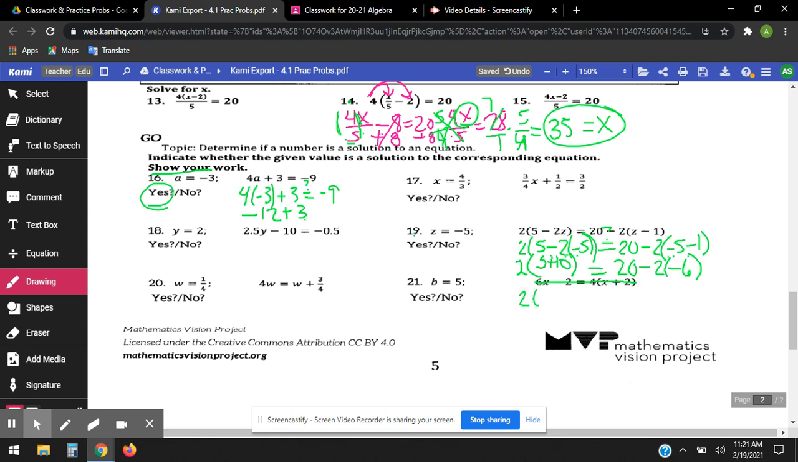So now I have 2 times 15. Does that equal 20 minus, and it's -2 times a -6. So that'd actually be a positive 12. So in this case, 2 times 15 is 30. Does that equal 32? It does not. So this one would be a no. So there's how you can substitute in and be able to solve those.